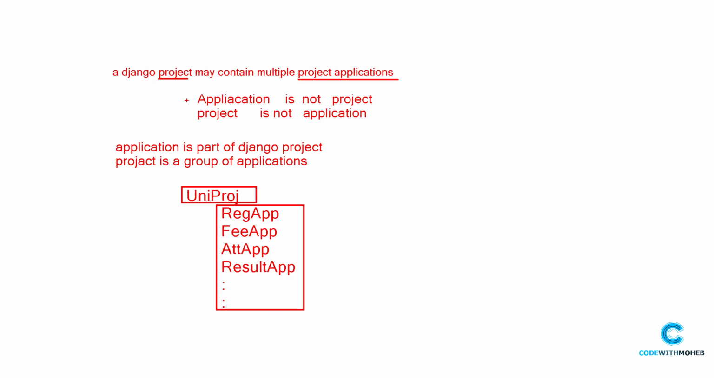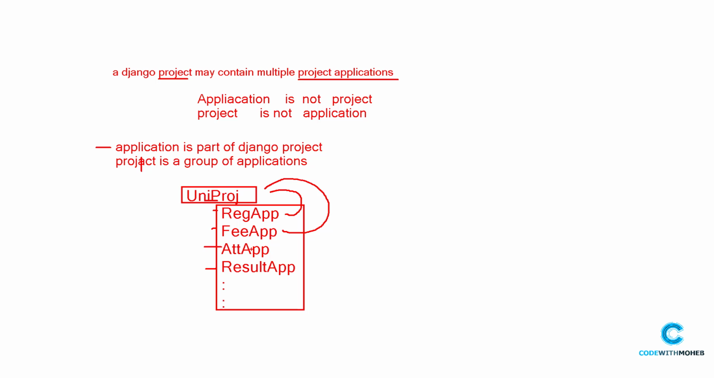As mentioned here, application is not a project, project is not application. So what is application? Application is part of Django project. You can see that each one of these applications is part of the project. Then what is project? Project is a group of applications. We can see that inside this project we have different types of applications.